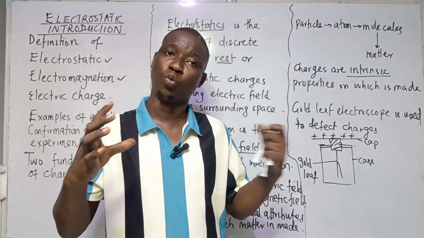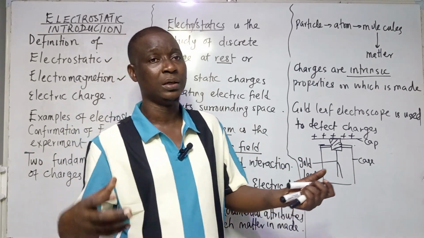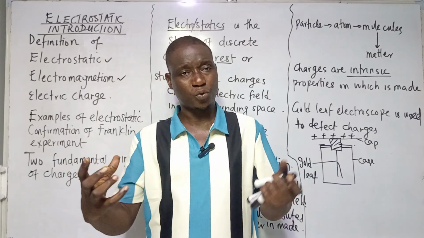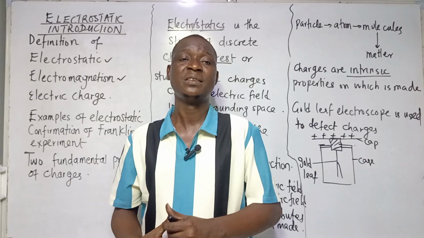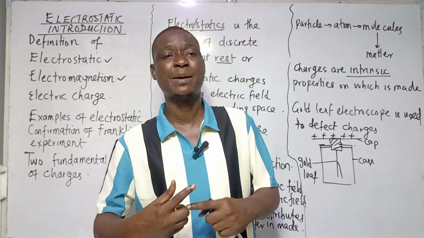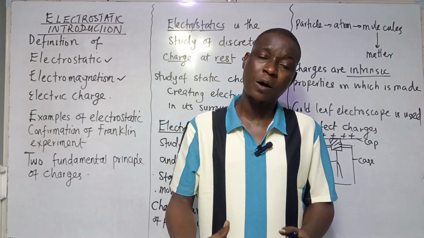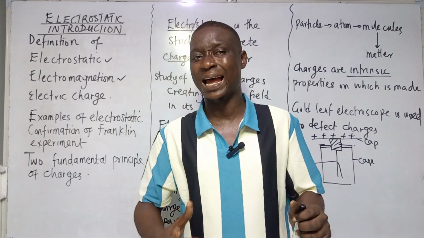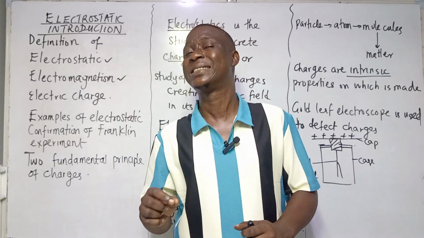Then when you bring two glass rods together, they will repel each other, because like charges repel while unlike charges attract. And when you charge ebonite, maybe ebonite rubbed with fur, the ebonite becomes negatively charged. When you bring these ebonite rods together, you notice that they repel each other. It means that they are like charges.